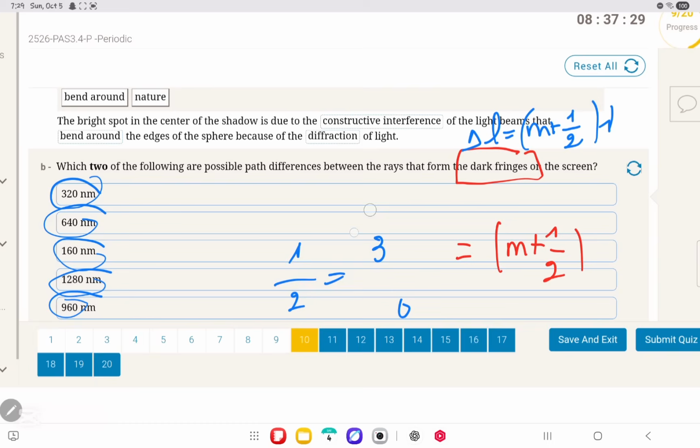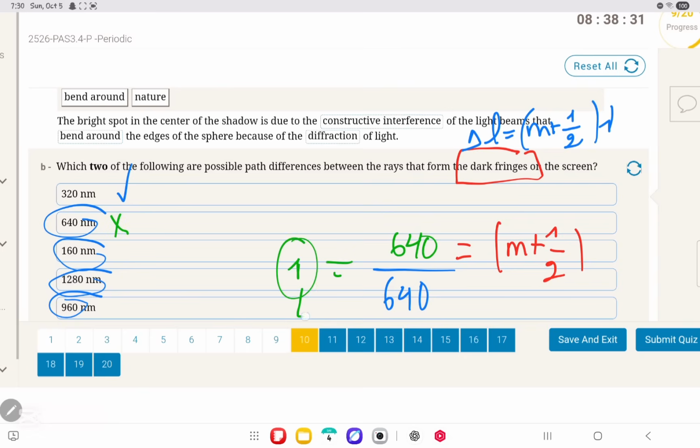And this works because for the dark fringe, the first darkness will have a value of m being 0. So this is a possible answer. Now, if it was 640 nanometers, 640 divided by 640 is 1. And we know that 1, if it's equal to m plus half, then m is going to be equal to half, which does not make sense. m can never be a fraction.